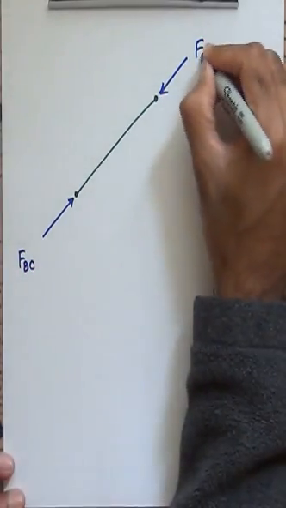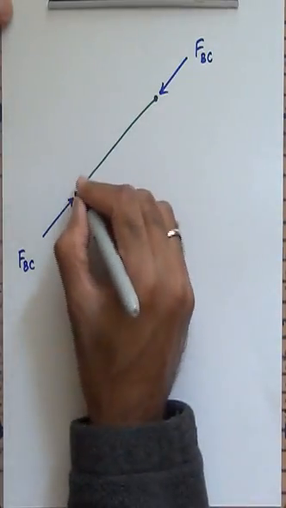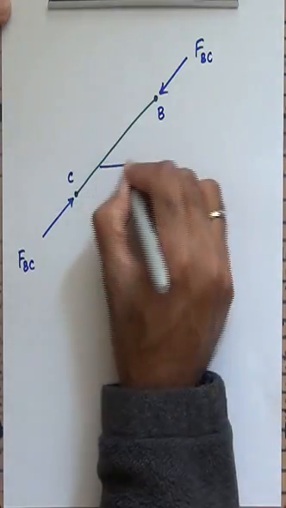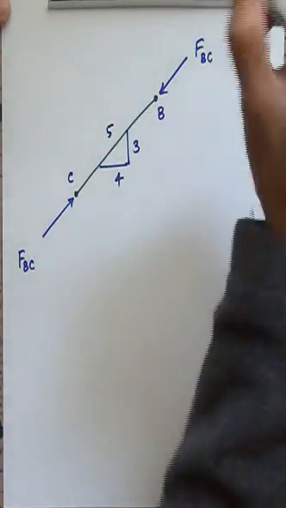This is a force FBC. And what's the big idea? You see that this is the point C and this is the point B. I have the slope triangle. We previously wrote this down. This is 3, this is 4 and this is 5.